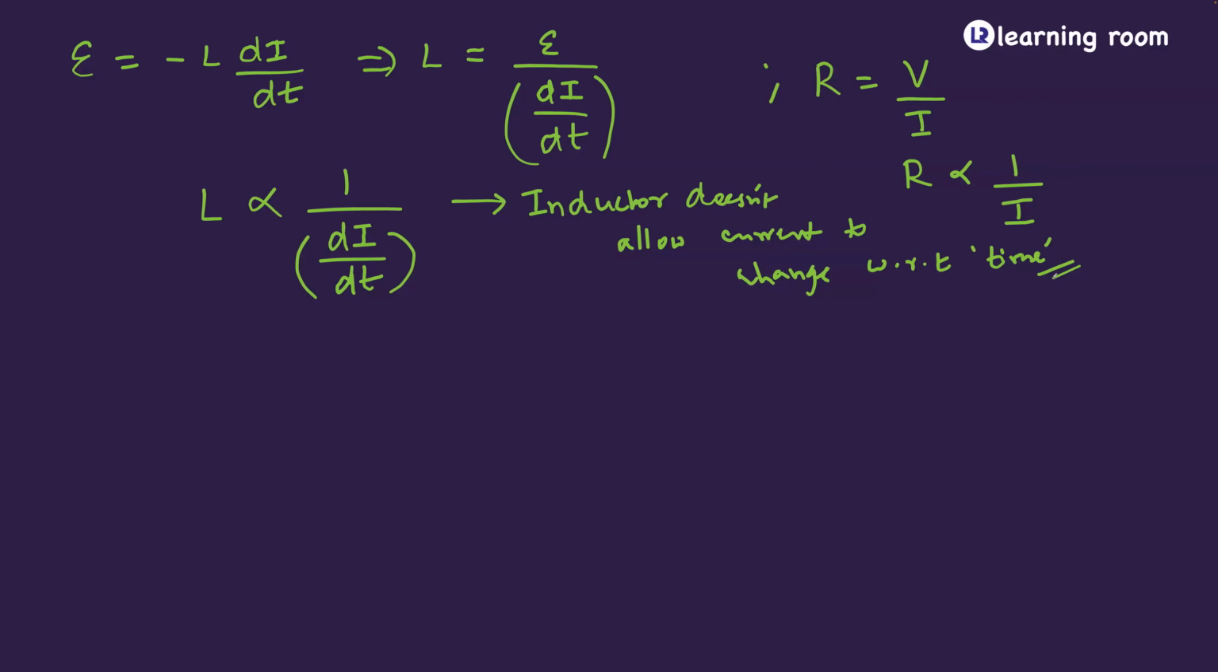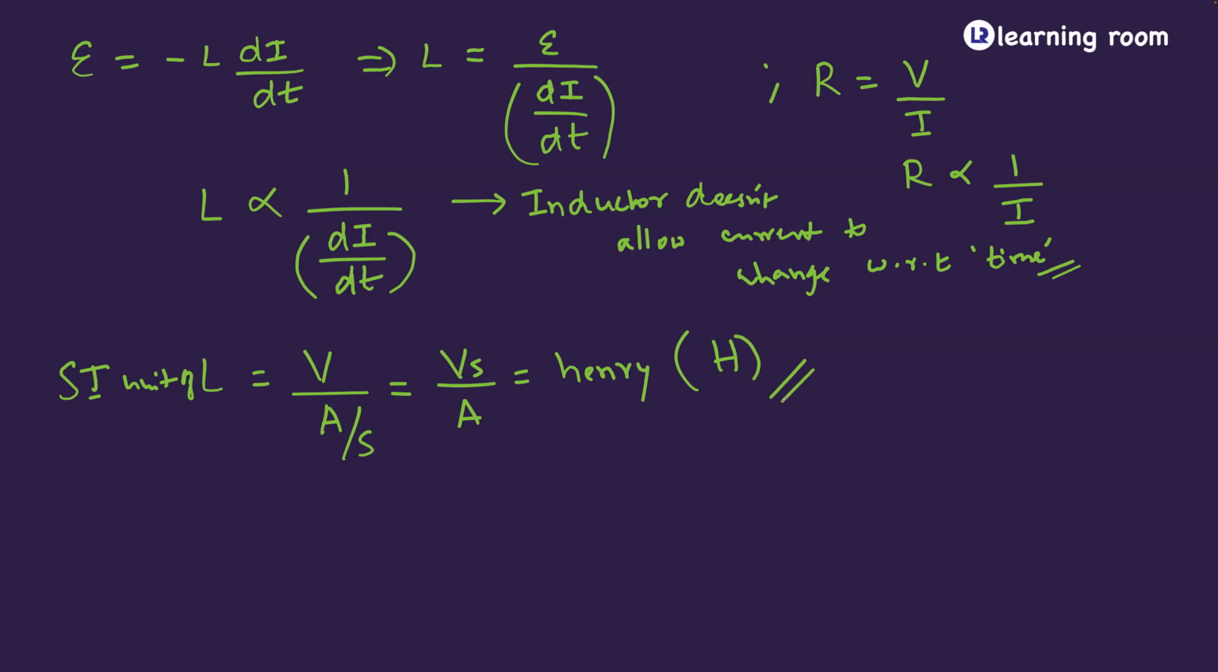In a similar way, for inductance, if I want to write the SI unit, EMF is measured in volt, divided by current per second, which is ampere per second. So this volt second per ampere is given a name called Henry, which is represented by the symbol capital H because it's a name.